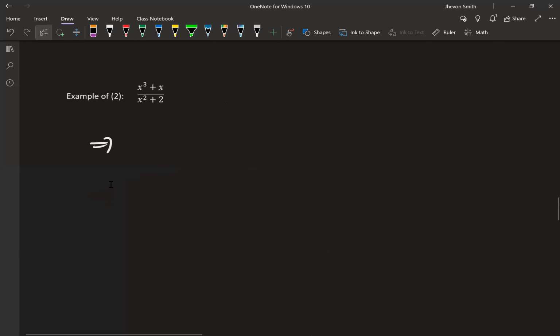So I'm going to redo this example here, but I'm going to use long division to do it. Synthetic division is also an option, but synthetic division is limited in a way that long division isn't, because synthetic division only works with monic polynomials. So that's automatically a reason why I would choose long division over synthetic division.